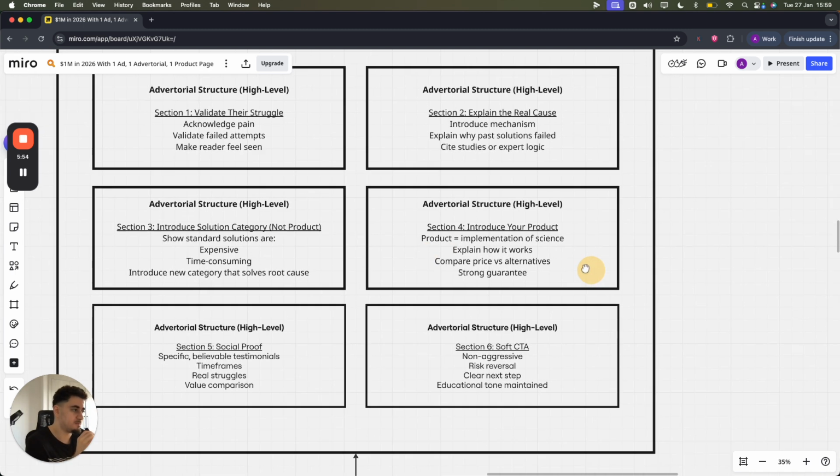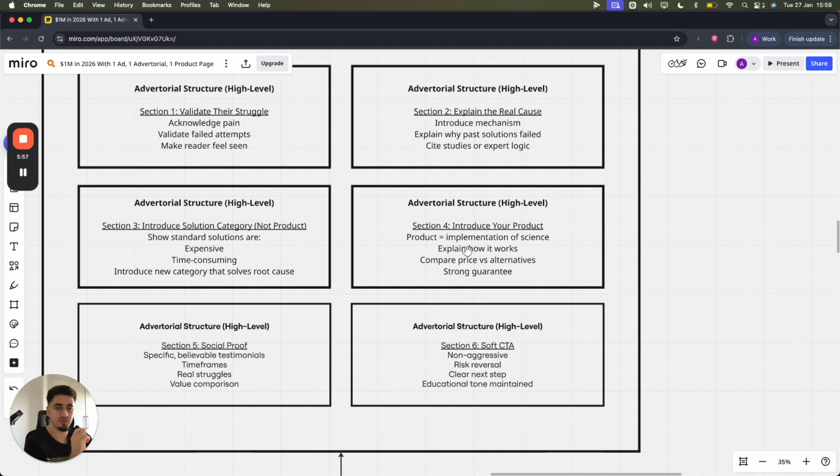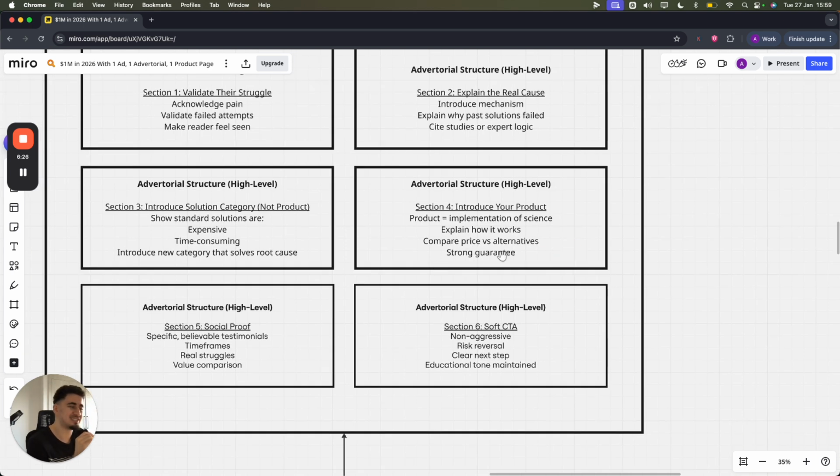And then of course you want to have images as well, and some cool animations and all of that sort of stuff, not just a fat blob of text that is going to turn a lot of people off. Section number four, introduce your product, right? So now your product, explain how it works, implement the scientific aspect of it, your USPs, explain why your mechanism is better compared to the previous ones they've tried, right? And ultimately just have a strong guarantee and a strong offer. This is very, very important.